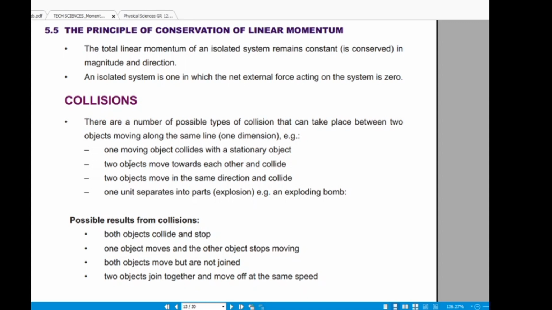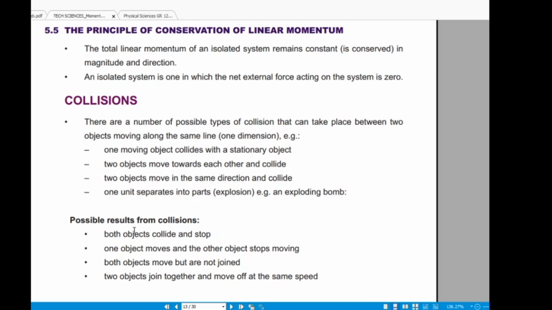Another type of collision is when one unit separates into parts. For example, an exploding bomb. One unit separates into parts, an explosion. Even nawucabanga isibhamu nebullet, that is one unit, and then after you pull the trigger, ibullet liyaphuma, and then that is an explosion, right? Okay, and then they tell us the possible results from collisions.